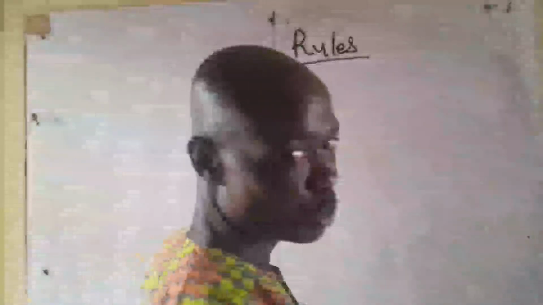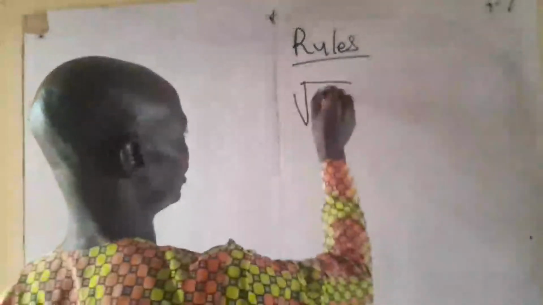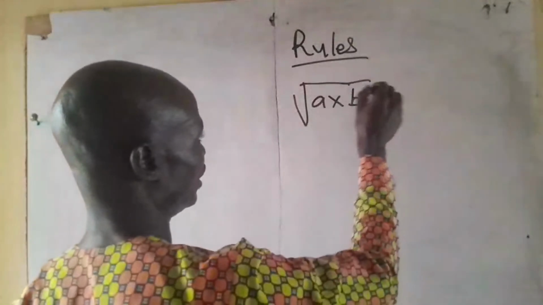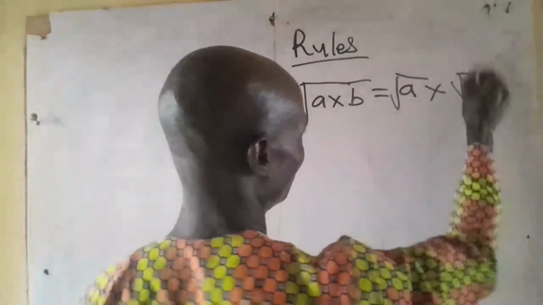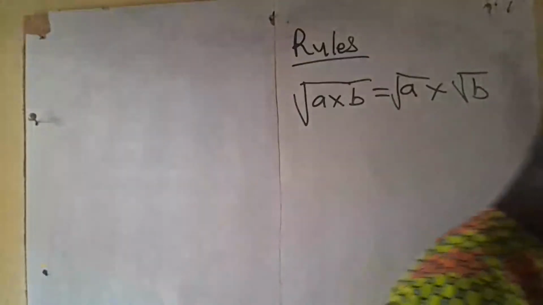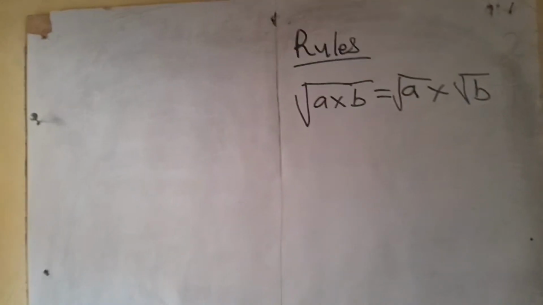We are going to start from the rules that govern surds. So these are the rules. The rules include: root A multiplied by root B is equal to root of A times B. So that is one aspect of the rules. We are going to be setting examples for all these things so we can see how we can solve that efficiently.